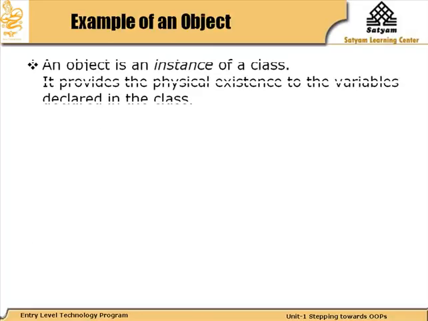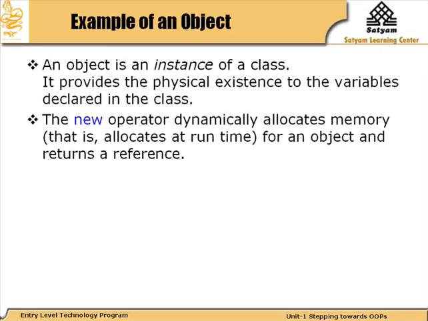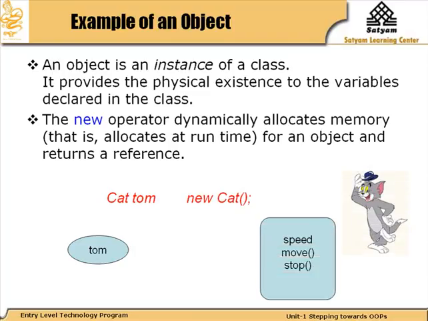Example of an object. An object is an instance of a class. It provides the physical existence to the variables declared in the class. The new operator dynamically allocates memory for an object and returns a reference. Here, Tom is an instance of class cat. Tom refers to an object.